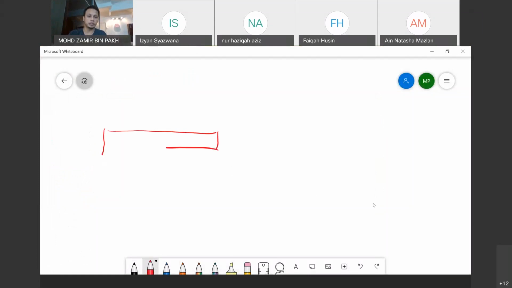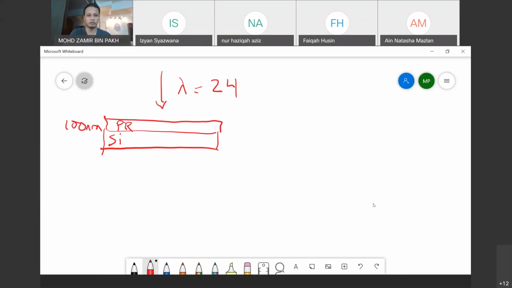So, this is your silicon, for example. Photoresist, assume 100 nano, that's been spin coated during the coating process. Then you go to exposure, right? So assuming you go to exposure, you have a wavelength of, for example, if you expose in a DUV system, you're going to expose the resist to 248 nano.